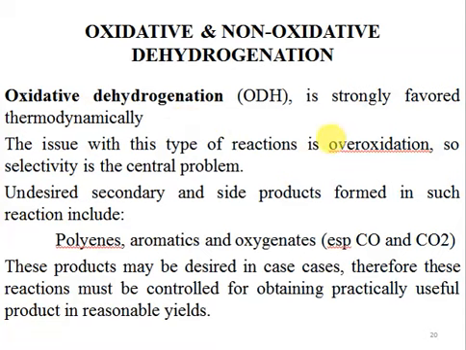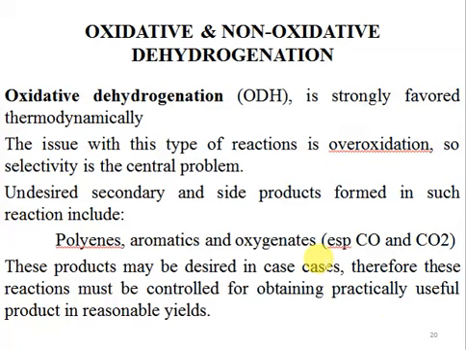The issue with these reactions is over-oxidation, meaning that we don't get only one product, we get a number of products which are oxidized, right? So selectivity is a central problem. For example, maybe you want to generate a carbon-carbon double bond, but instead of generating a carbon-carbon double bond, you also get an oxygen into the molecule, right? So we get a number of side products in these reactions.